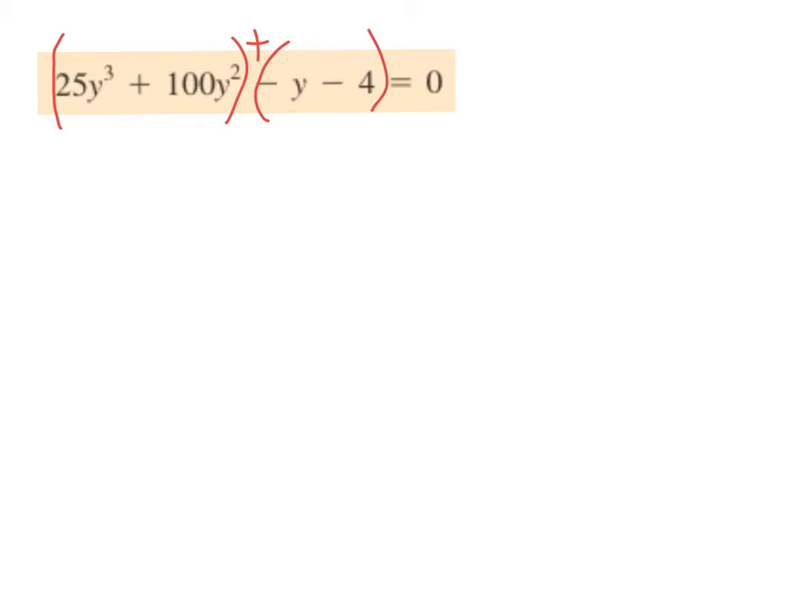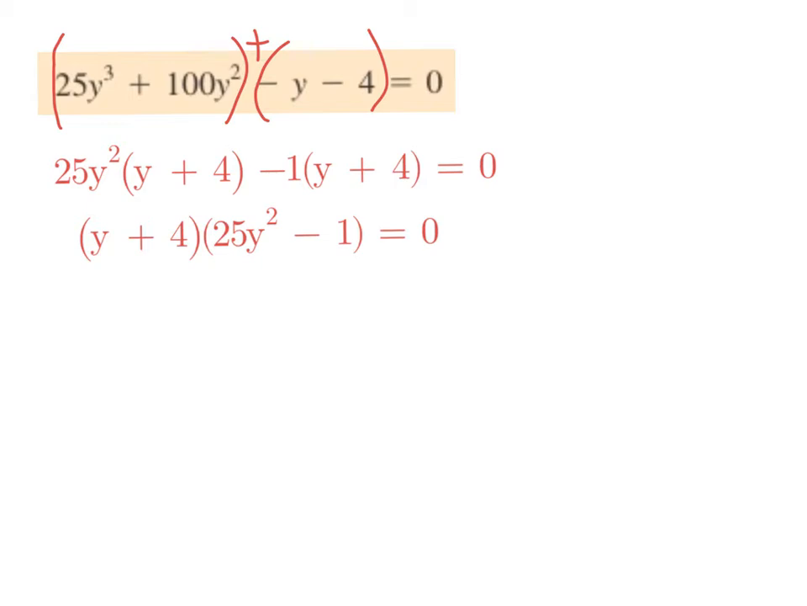Okay. On this first group, what is the greatest common factor? 25y squared. What is the greatest common factor over here? Negative 1. The first step, that's what you should have. Okay? Notice that I have a y plus 4 in common, and I'm left with a 25y squared minus 1. Okay? That's this left over. How many had that much? Okay, good. Can I keep going?